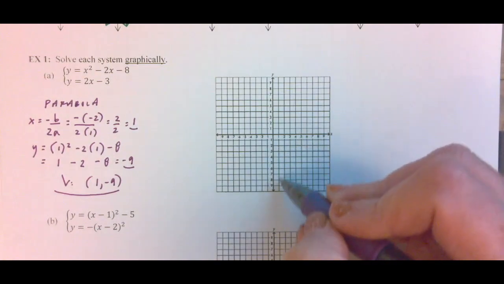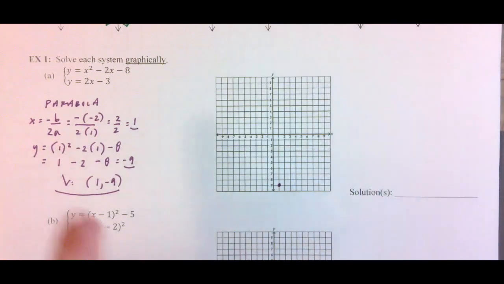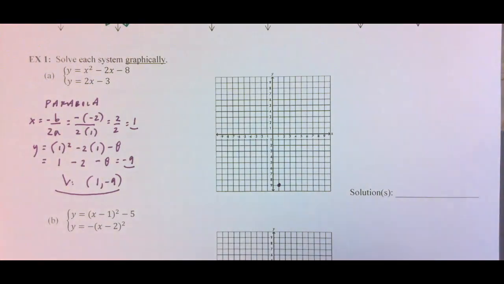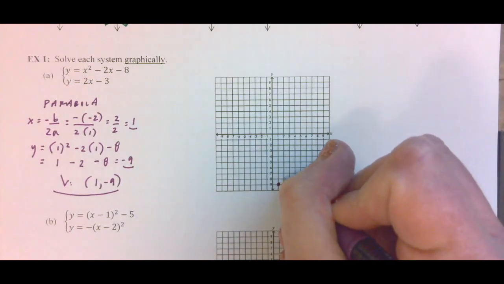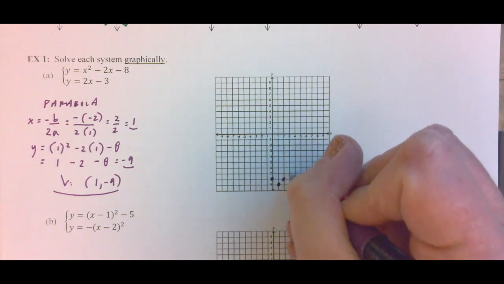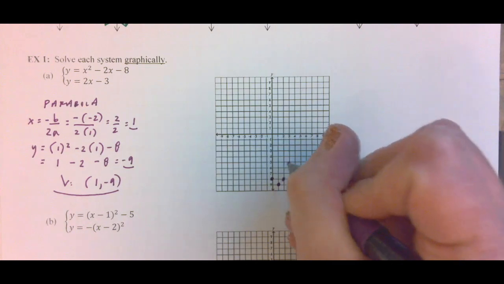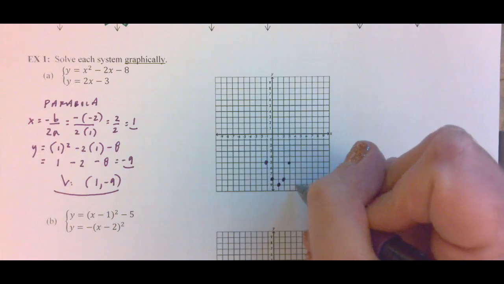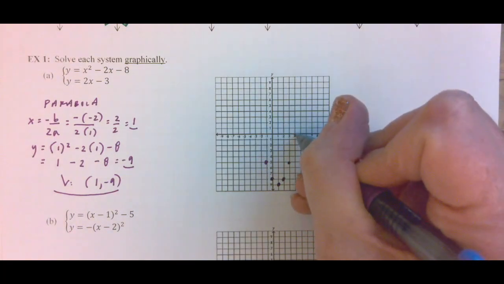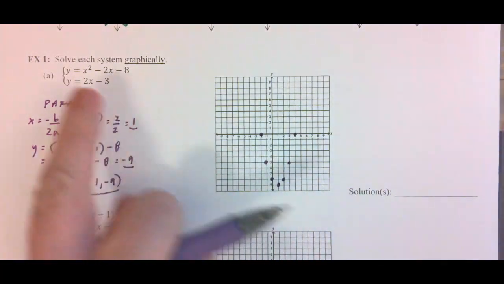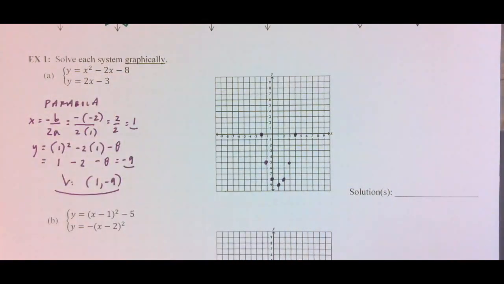Plot it on your graph right here. Now, since the a value is just 1, I'm going to plot it with just my parent function points. So over 1, up 1, back to the vertex. Over 2 and up 4. Back to the vertex. Over 3 and up 9. Those are actually the x-intercepts. If I had factored this, I could have seen those x-intercepts a lot faster.